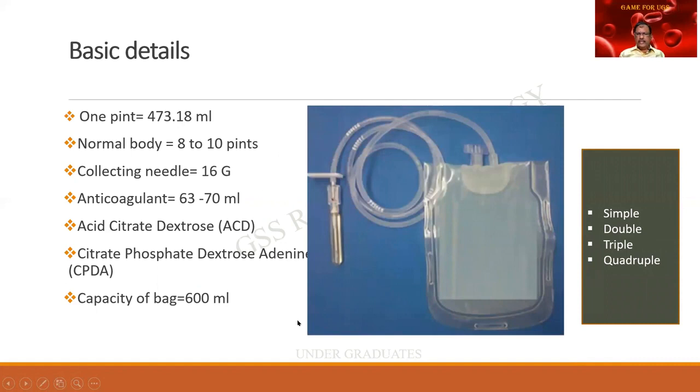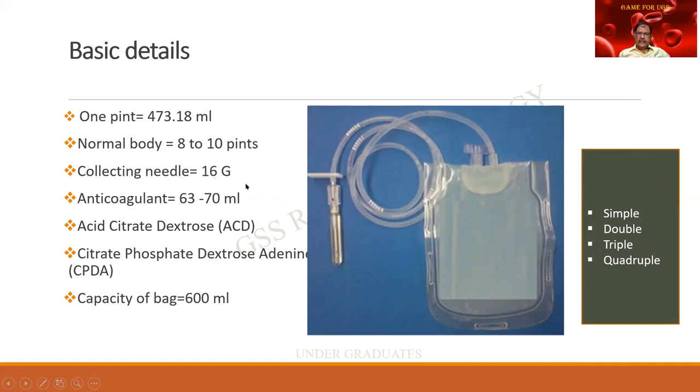These basic details you people should know. In fact, this should have been one of the first slides. 1 pint of blood is the 1 unit of blood that we usually talk about. It is 473.18 ml. So this is the unit, 1 pint. The normal body of ours contains 8 to 10 pints of blood.